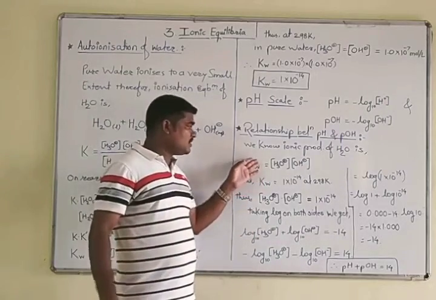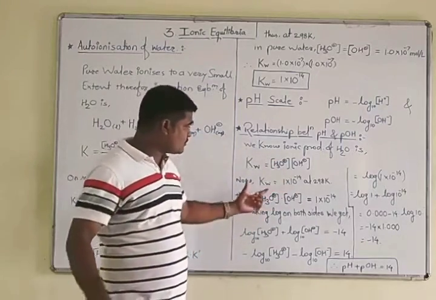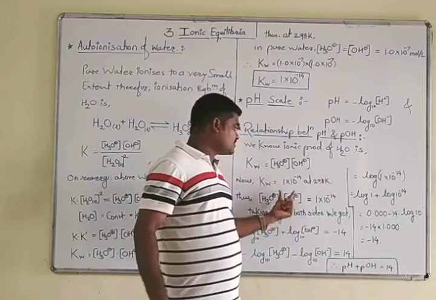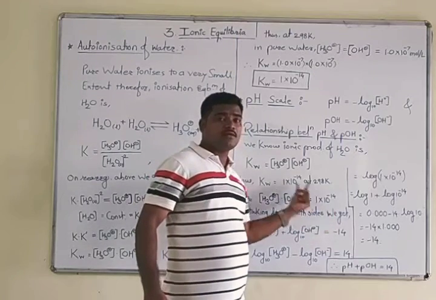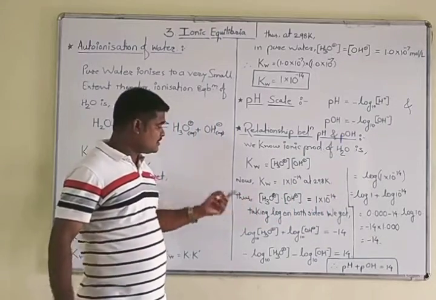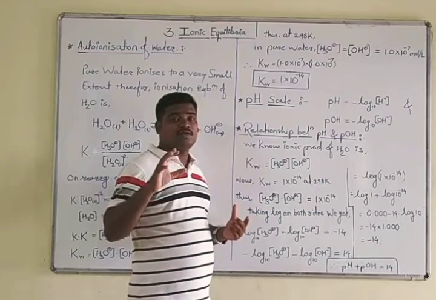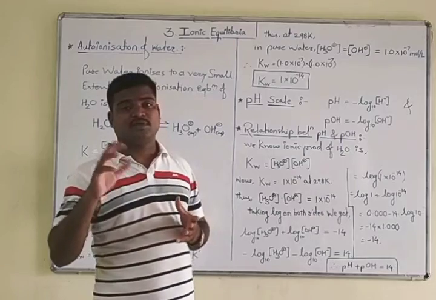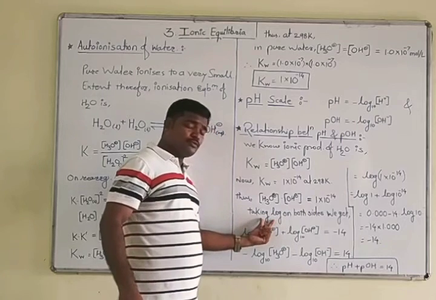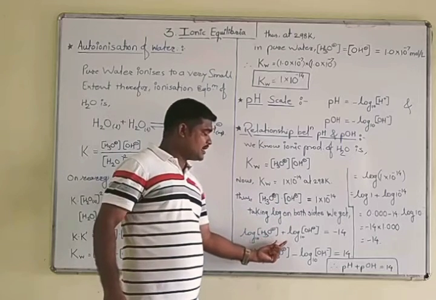As the left hand side of the equation is equal, the right hand side of the equation also becomes equal. So I have taken this value at the left hand side of the equation, and at the right hand side I have taken this value. So the whole equation becomes like this. Now we have to rearrange this equation to show the relationship between pH and pOH. For that purpose, we have to take log on both sides. After taking log, we get these terms.